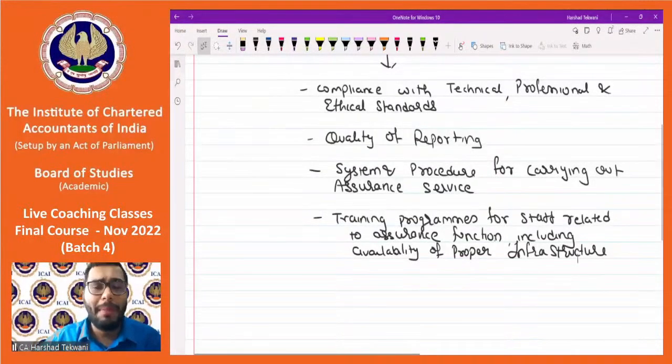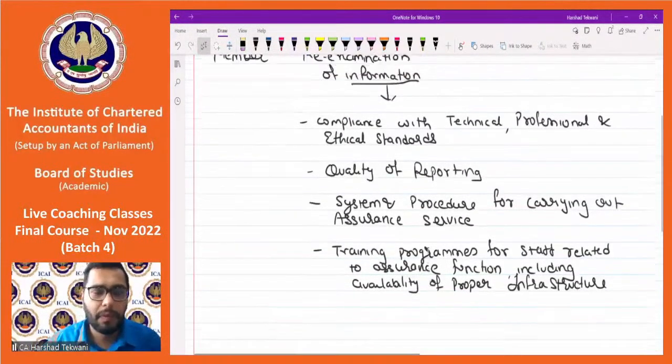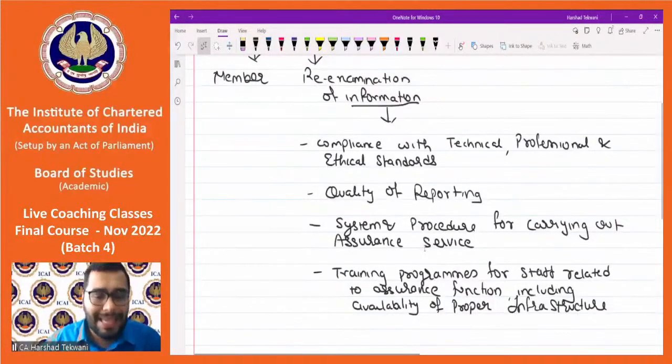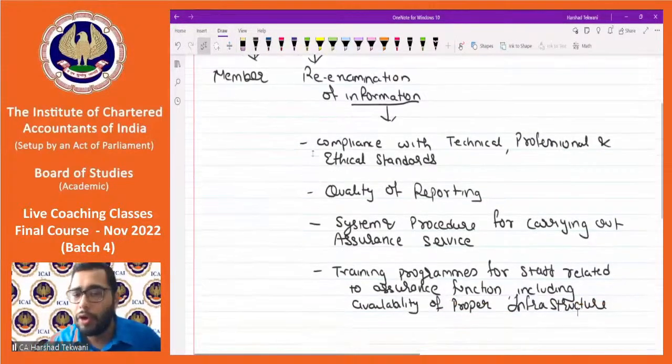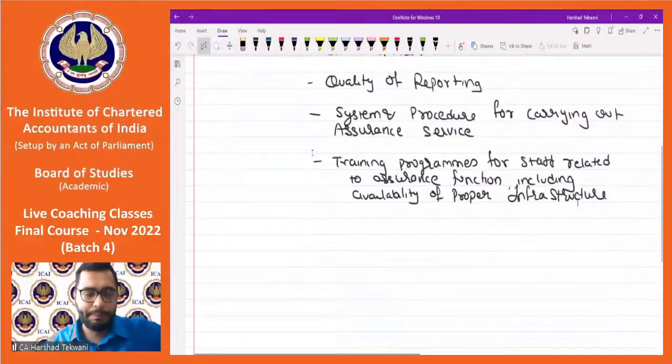They need to be kept updated with the current and amended laws and regulations, so that we can deliver appropriate quality of service. Now, these training programs, as I said, are a must, and they are covered under peer review. Re-examination of information will also cover my training programs.